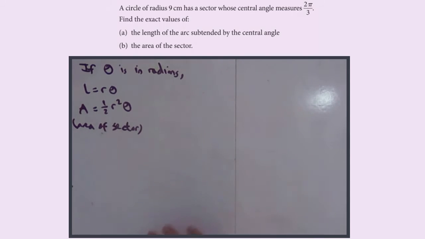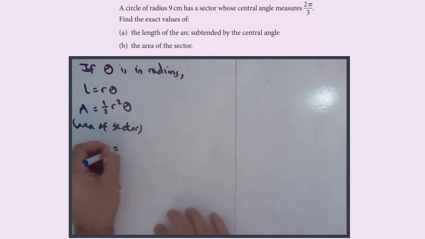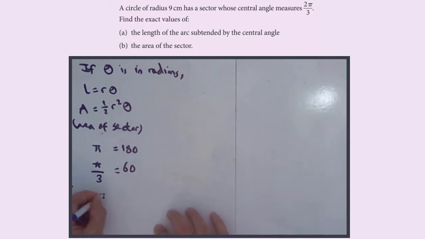Right, so I'm just going to draw it. What is 2 pi by 3? We know that pi radians equals 180 degrees. So pi by 3 must be 60 degrees, so 2 pi by 3 equals 120 degrees.